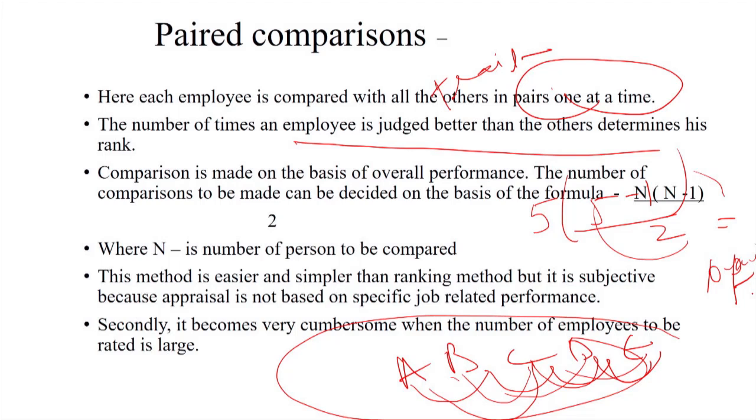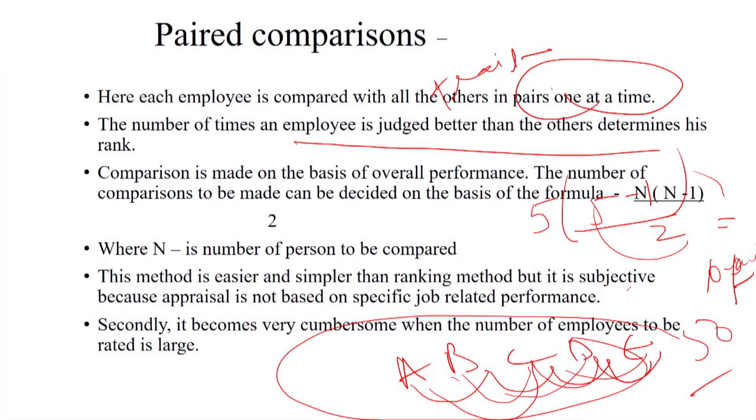The number of times a worker is considered better makes his or her score. Such scores are determined for each worker, and the worker is ranked according to the score. So, one obvious disadvantage associated with this method is that it can become unwieldy or very cumbersome when a large number of employees have to be compared. In case there were only 5 employees, this method was quite better. But supposing there are 50, then how many pairs are you going to compare? That is a very, very tedious task.